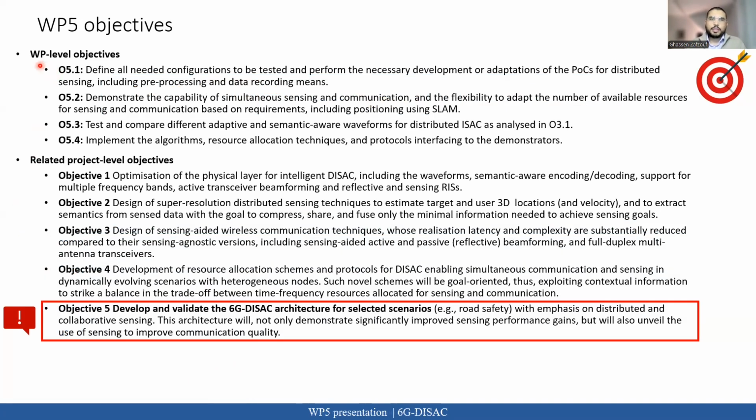Our key objectives in Work Package 5 are twofold. We have, firstly, work package level objectives, as well as more broadly defined project level objectives. In the work package level objectives, we have 4 major goals, which range from defining the actual configurations that we are going to test and the scenarios that we are going to implement, to the implementation of the different algorithms, techniques, and protocols that are being developed and have been developed in other work packages, such as Work Package 3 and 4. On a project level, it touches all of the objectives of the project.